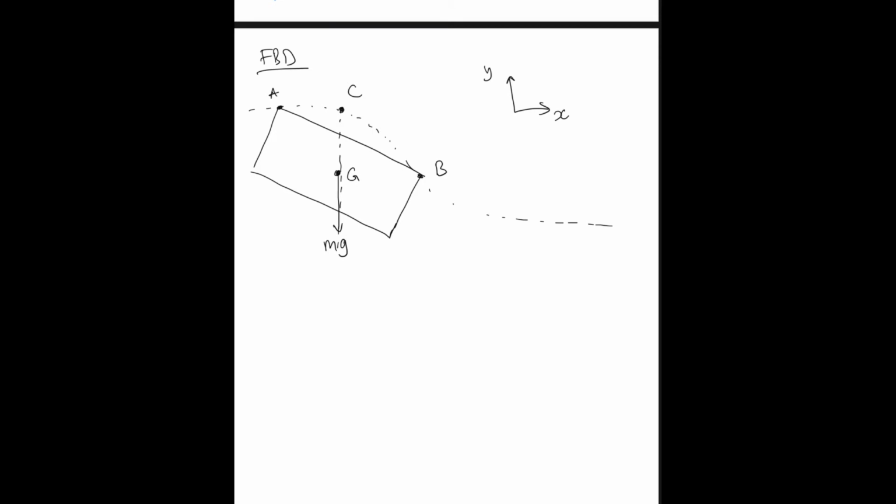This is our y and x coordinates, and the anti-clockwise rotation is going to be positive. This is our length A and length B. This is our point D. And let's call this angle over here theta. This is going to be the acceleration at A, and this will be the acceleration at B.